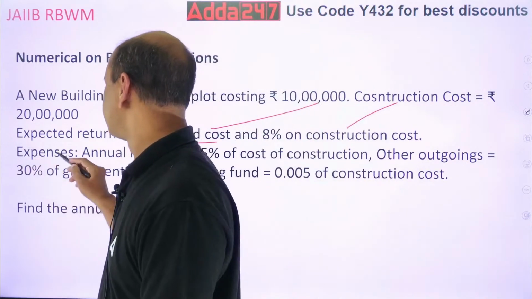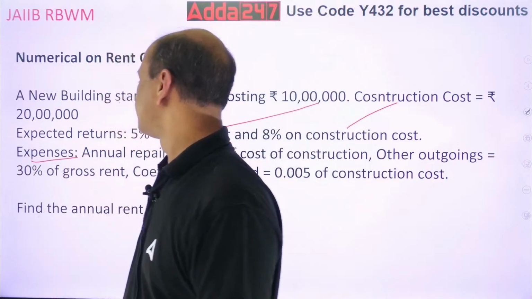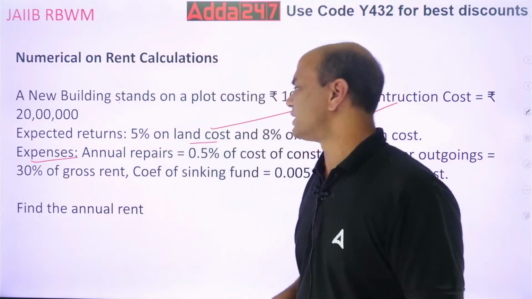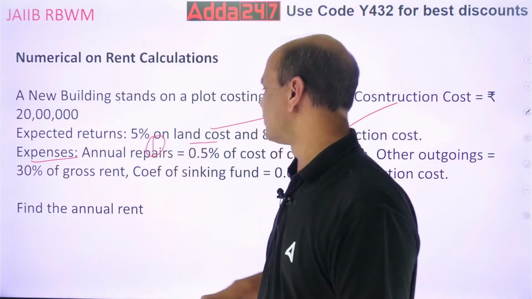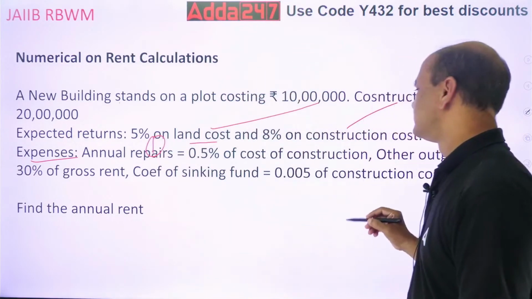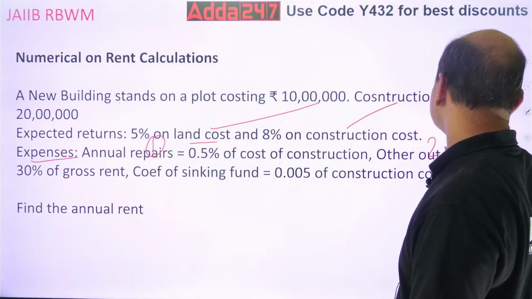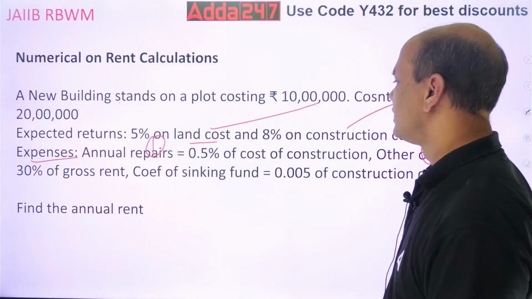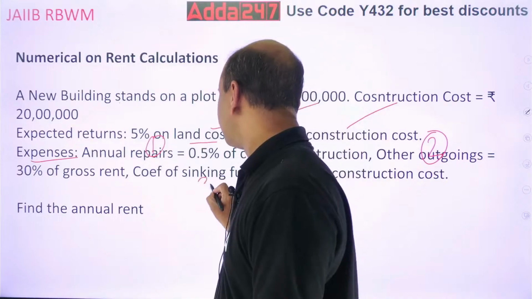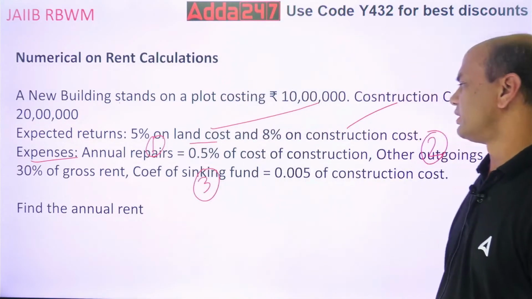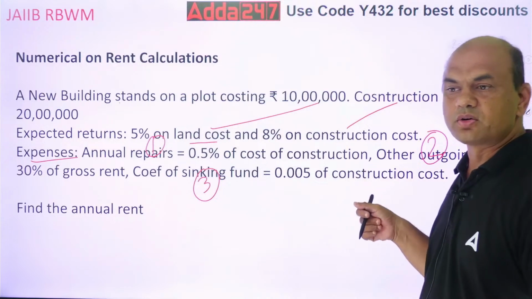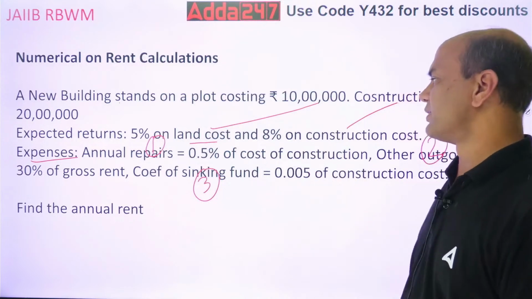Expenses. What are the expenses? How many expenses are there? Look at this. Annual repairs, 1. Second, other outgoings, 2. And coefficient of sinking fund, 3. These are the 3 outgoings. Kindly note this. All these 3 outgoings are there.